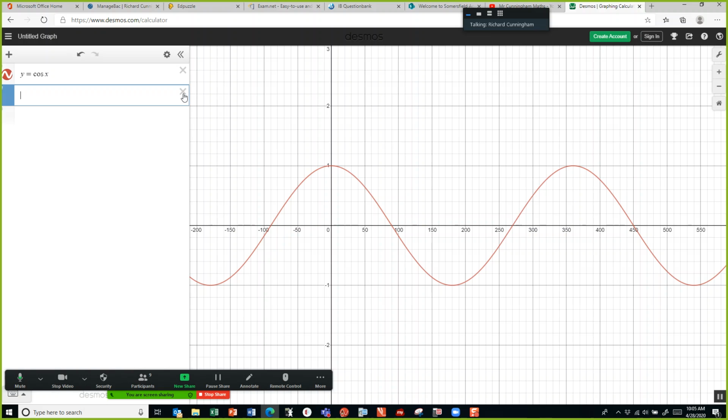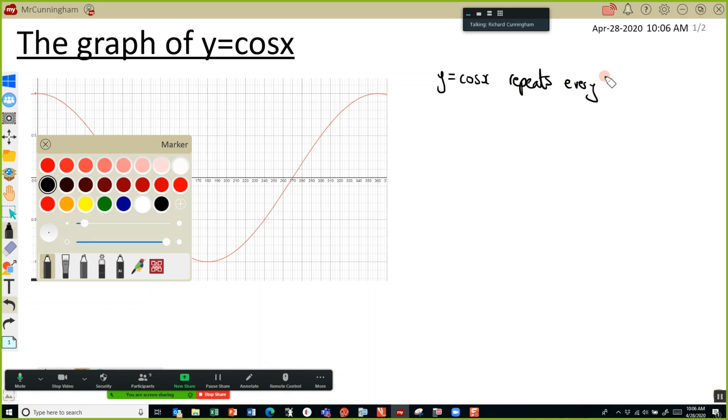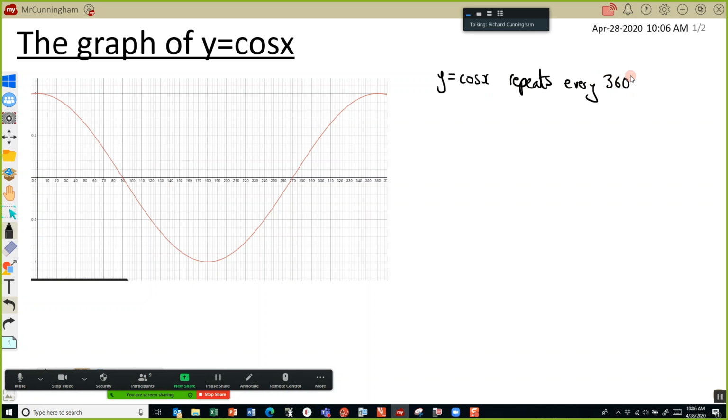So if I go back to this, and it repeats every, we said, 360 degrees. What is the special word for that? Yes, thank you. The period is 360 degrees. Or what is that in radians? 2 pi. Okay.